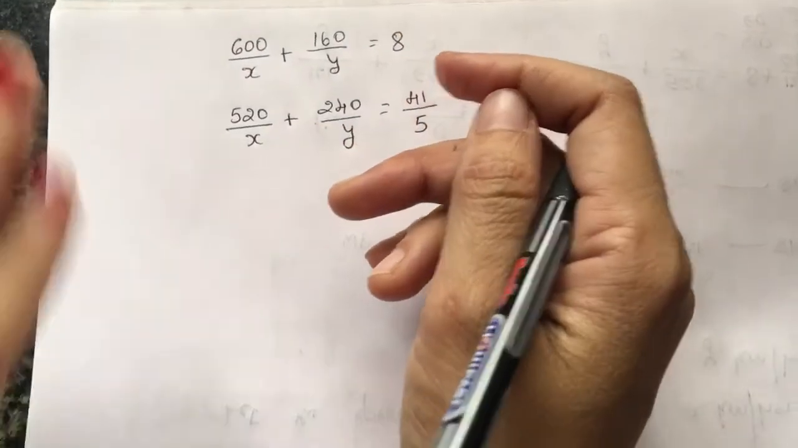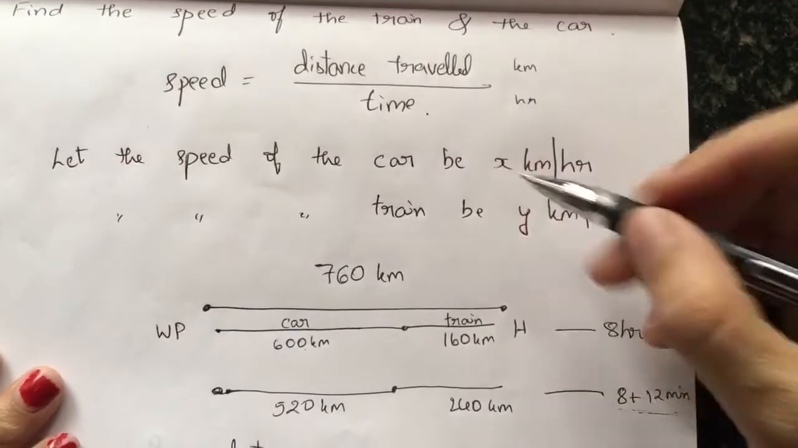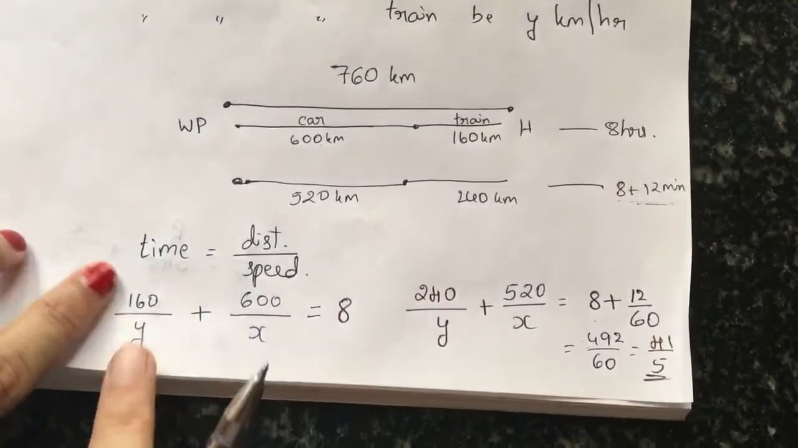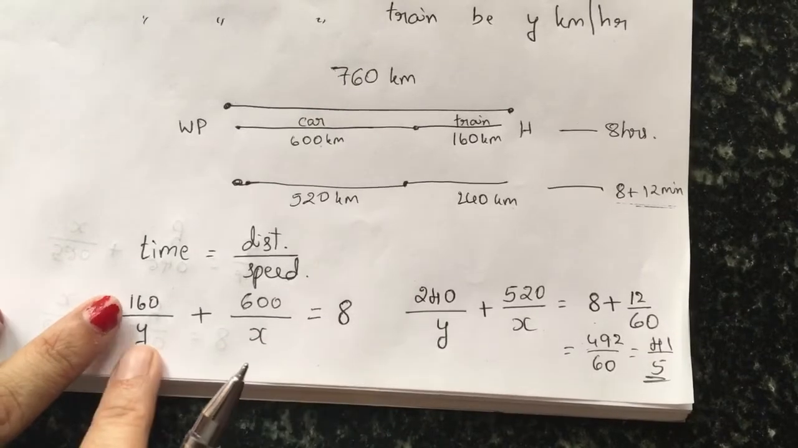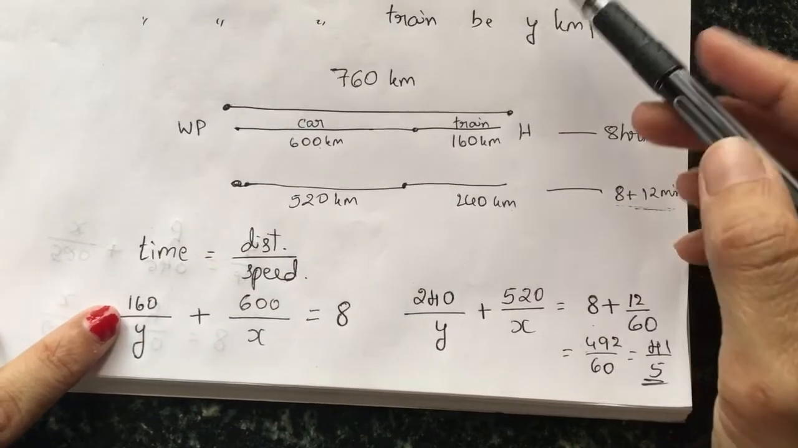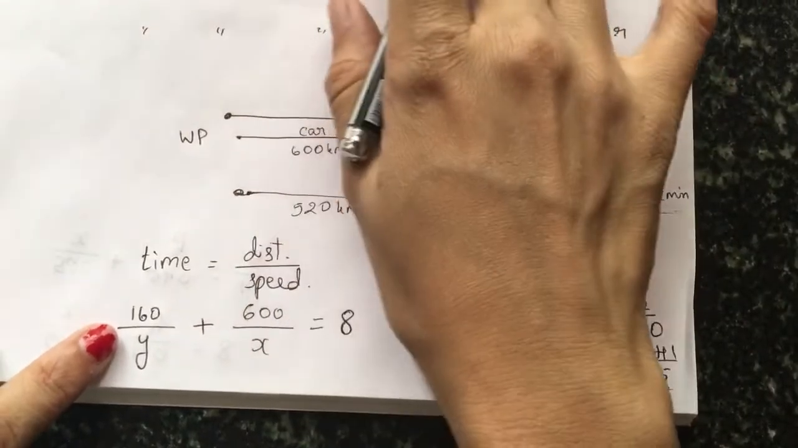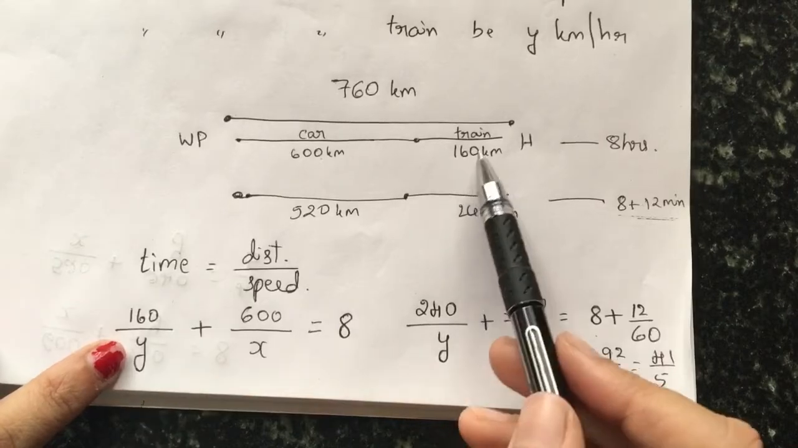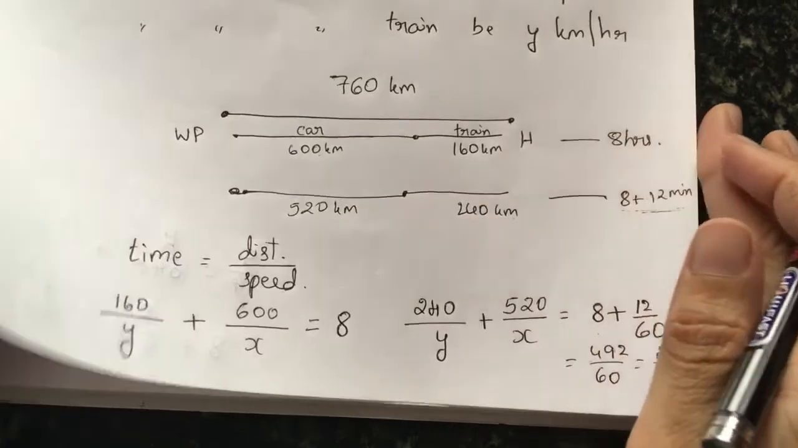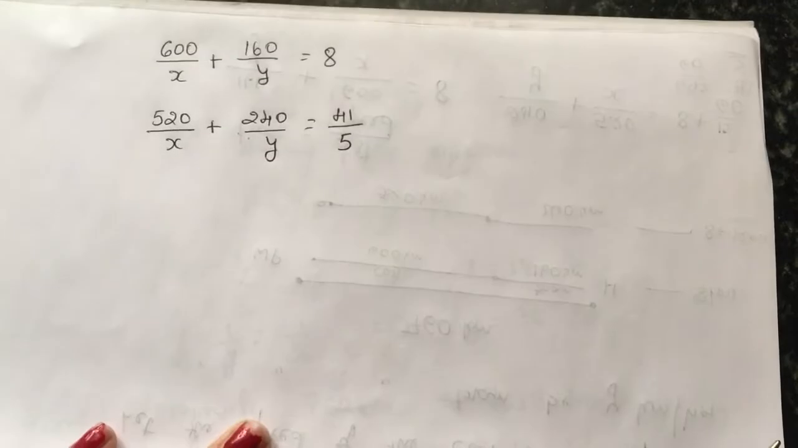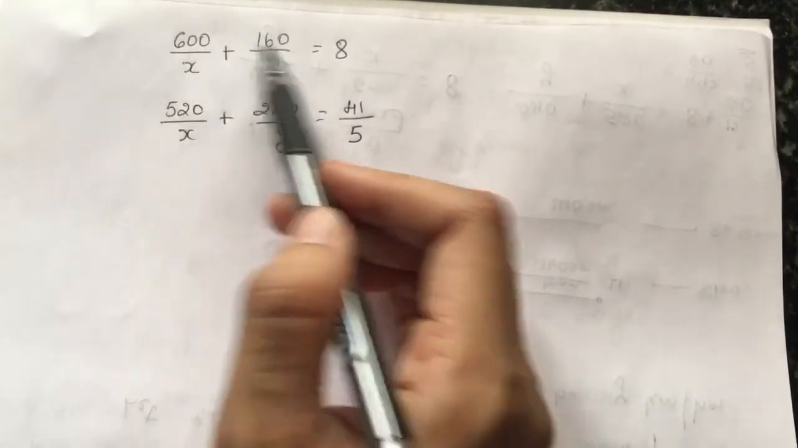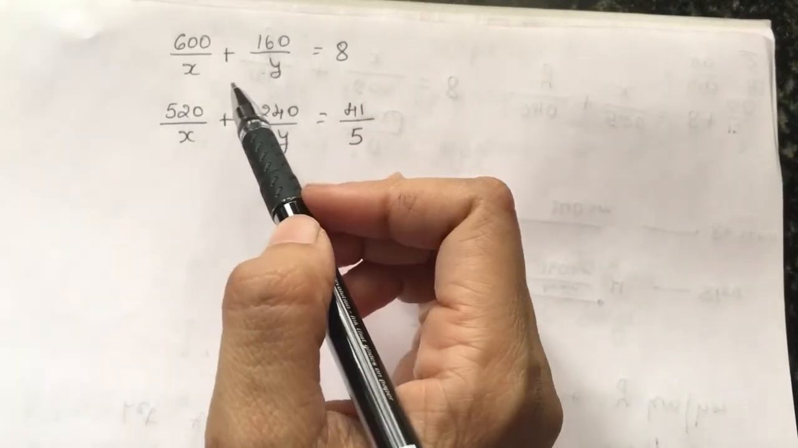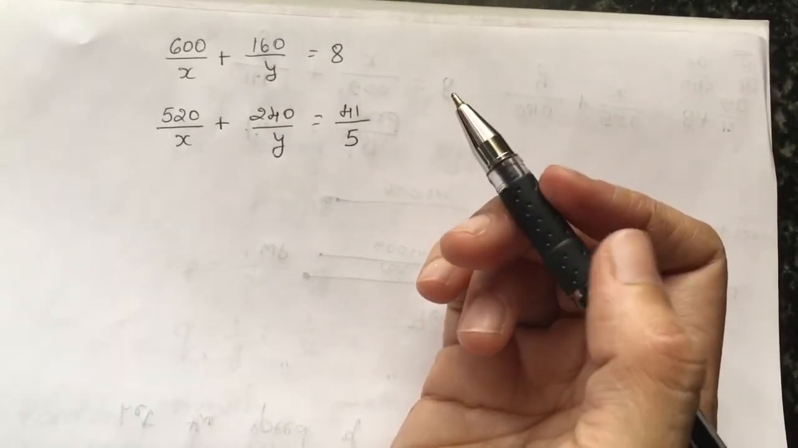See, be careful. What happens is we have assigned here x and y. If you have assigned some other variable, then be careful while writing this. Here I've taken the speed of the train as y. Here they are mentioning 160 kilometer by train, so 160 by y. Be very careful when you are using the variables, otherwise you will get them in reverse order, and it won't match the equations. Okay, now we will go for solving.